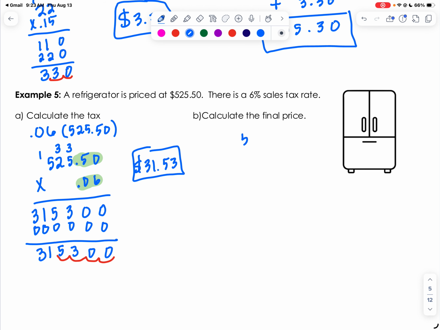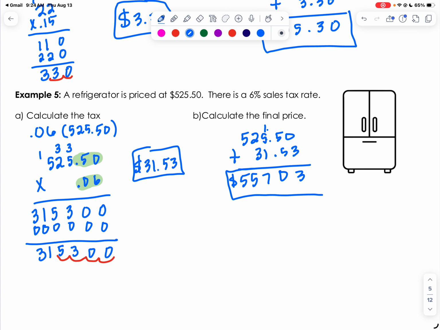So the final price, $525.50 plus 31.53, 5, 6, 7, 5, and 5. Our total price with the tax is $557.03. And that concludes today's lesson, Tax, Tips, and Discounts.